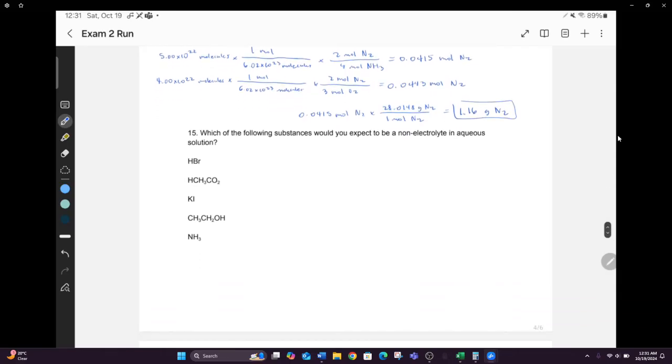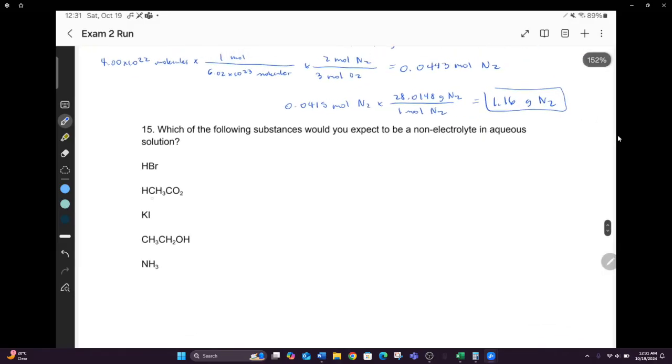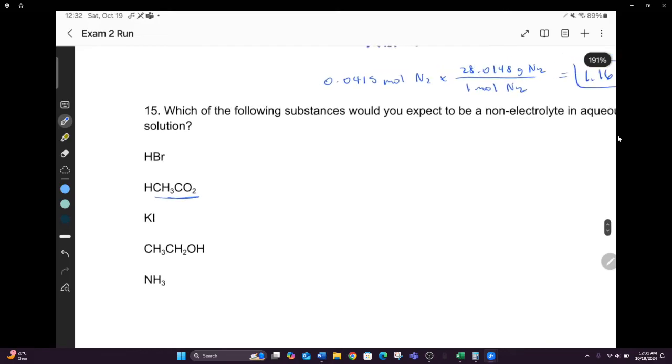Which of the following substances would you expect to be a non-electrolyte in aqueous solution? So this kind of goes back to, well, at least you can see here, this looks like some of your polyatomic ions, I think. Sometimes you got to keep up with that. So here we go. H and Br.